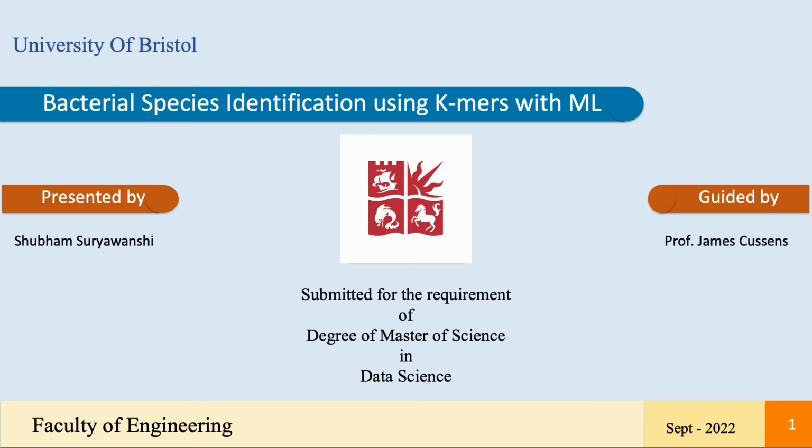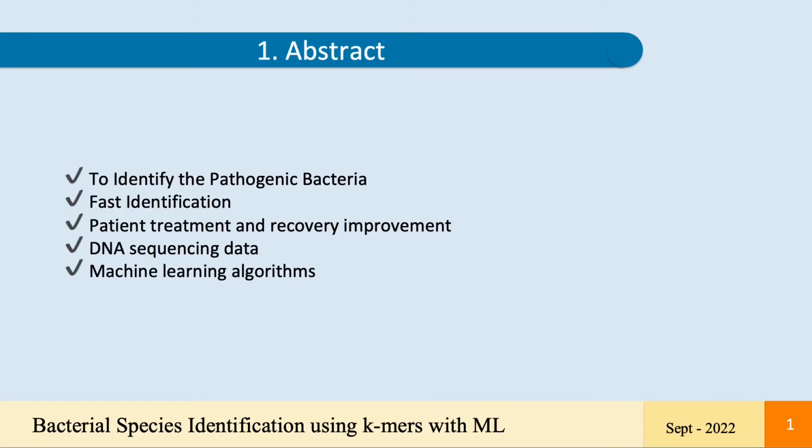My data science project topic is bacterial species identification using k-mers with machine learning. The main purpose of this project is to identify the bacterial species using genomic data or DNA samples of bacteria. Fast identification of bacterial species is a necessity when the bacteria is pathogenic, and delay in identification of such a bacteria can cause serious consequences on the patient's health. The advantage of this project is it identifies the bacterial type in less time, which helps to treat the patient.